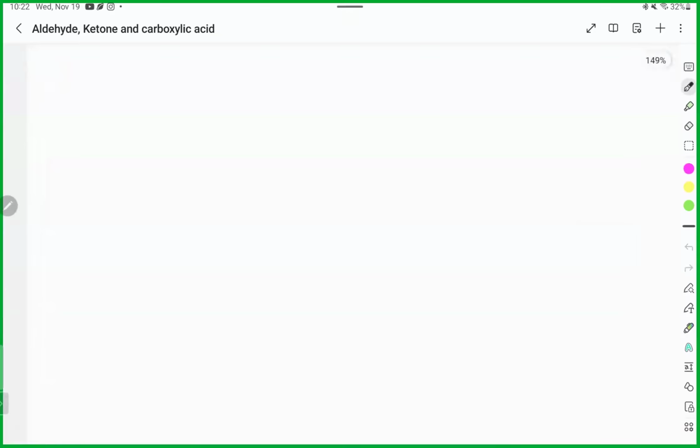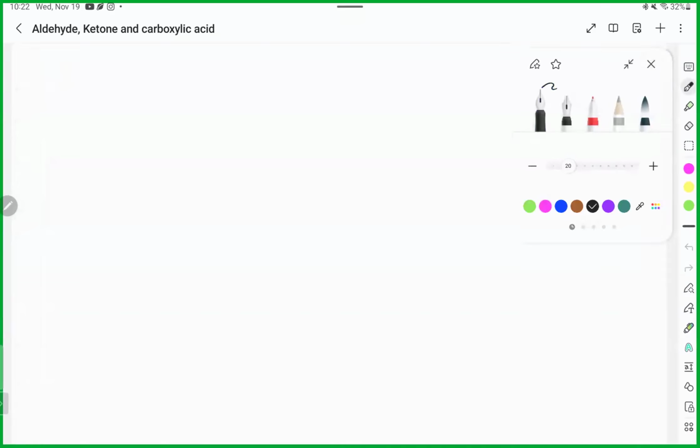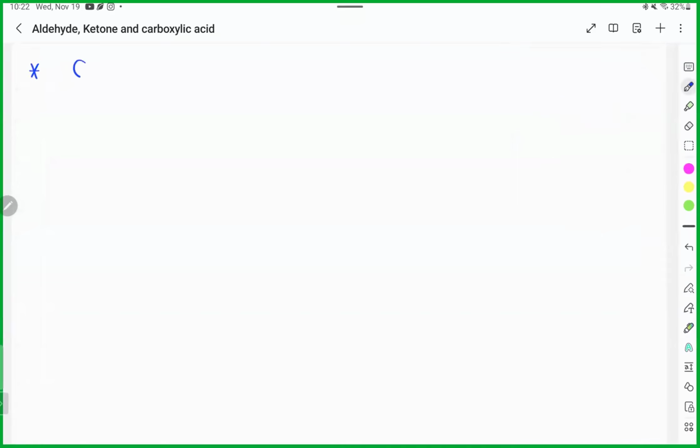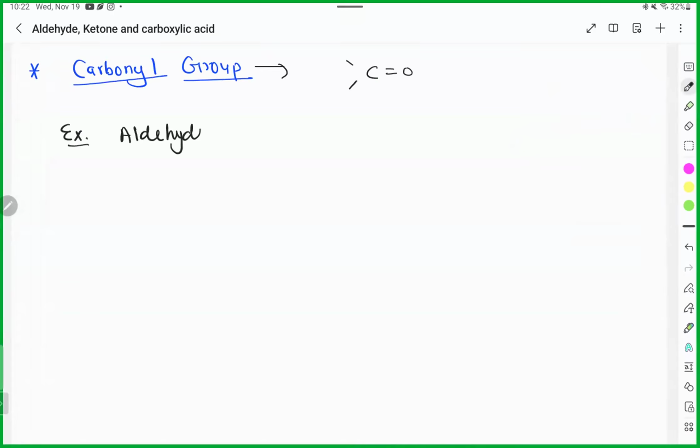So we are doing the carbonyl group. What do you mean by carbonyl group? The organic compounds which contain the carbonyl functional group, that is C double bond O, are called carbonyl compounds. What are the examples? Aldehydes and ketones. Because in aldehyde you have hydrogen.